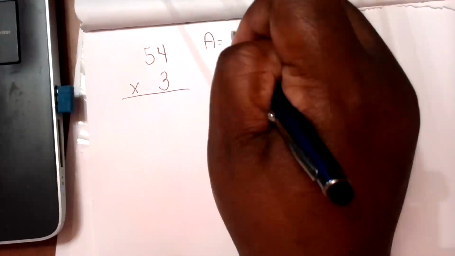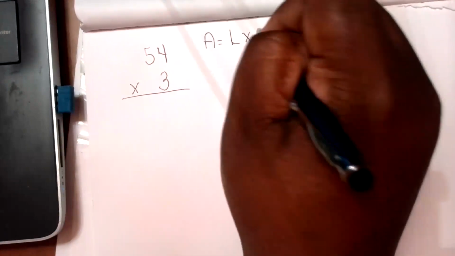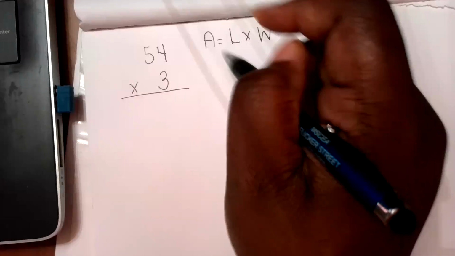We should already know the formula for area. Area equals length times width. And we're going to use this formula that we learned a couple of weeks ago to apply it to multiplication using area model. Another thing we need to review is expanded form.